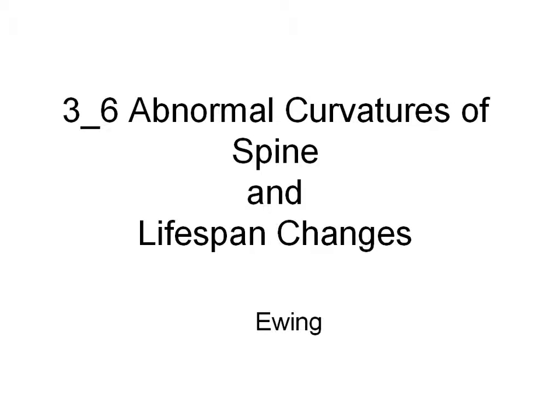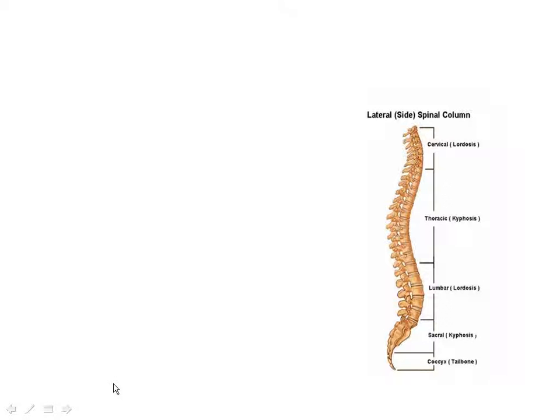Okay, today we will cover abnormal curvatures of the spine and lifespan changes. Here to the right you'll see the spine and the region where we have the 7 cervical vertebrae. Before I say that, let me make sure that I talk about the curves of the spine, or the normal curves of the spine at birth, from head all the way down to the sacrum.